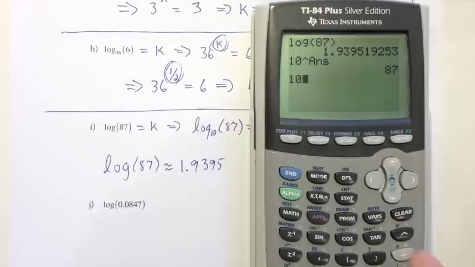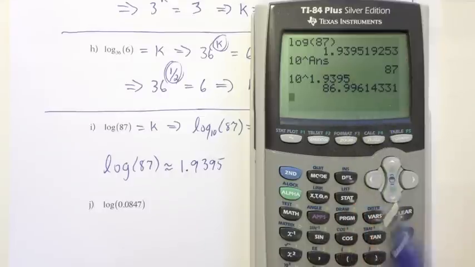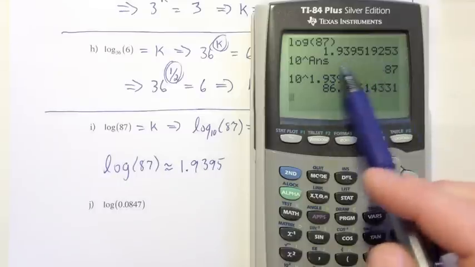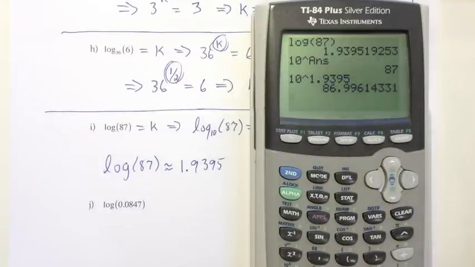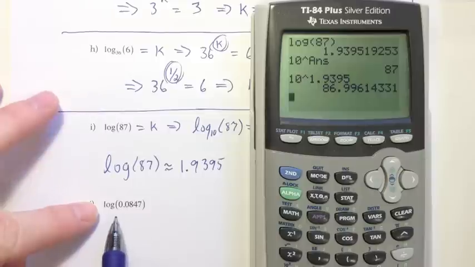It's worth noting that if I take the rounded version, 10 raised to the 1.9395, that almost works: 86.996. Whenever you round, you bring in an error. That's why I put the approximately equal sign, so you don't quite get 87. But if I took the whole answer in the calculator, it does work out. So the same philosophy would go to this next one right here.